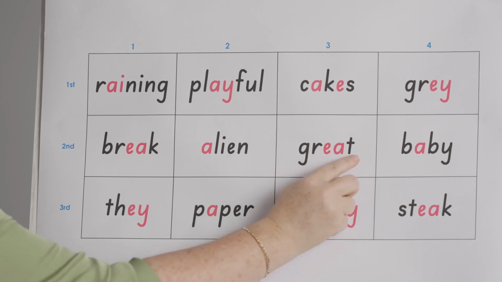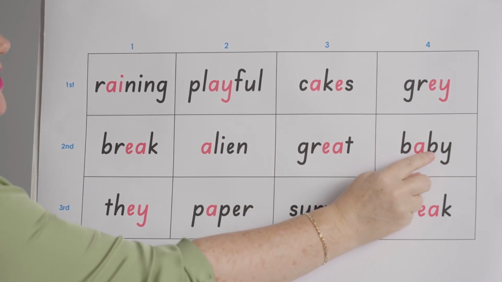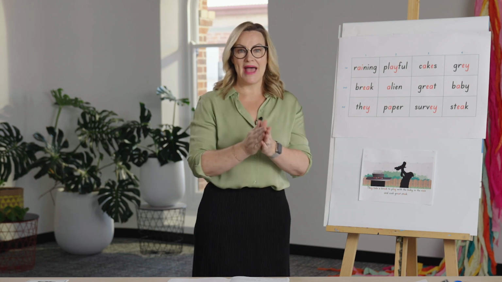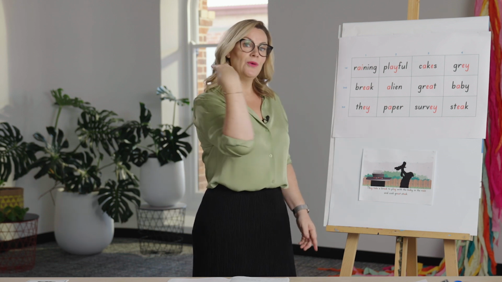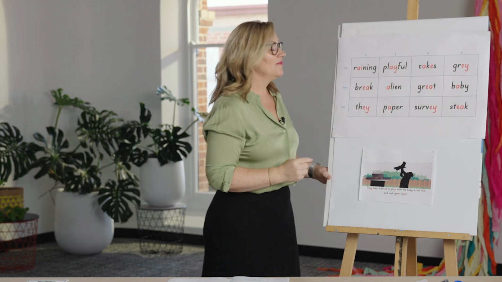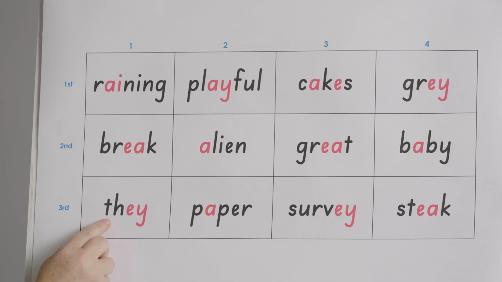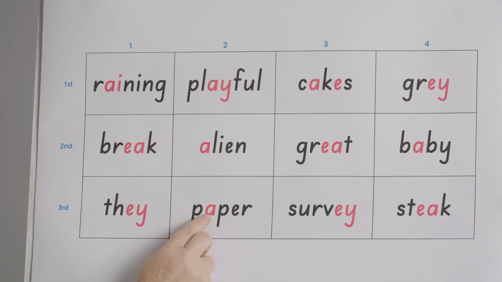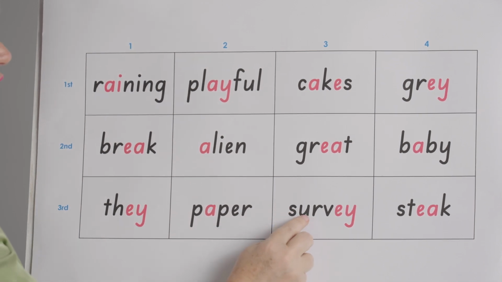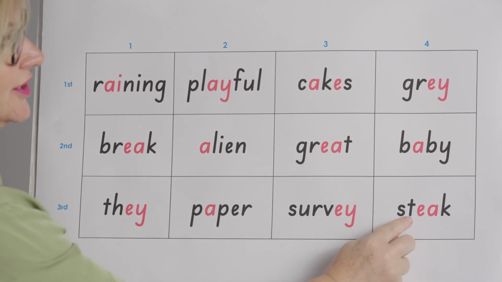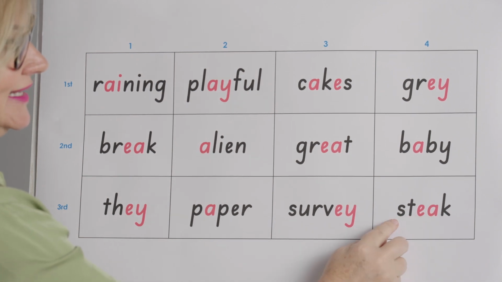G-R-A-T, great. B-A-B-E, baby. Clap, baby. Two-syllable word. Where's that single A? At the end of that first open syllable. V-A, they, it's the voiced one. P-A-P-E-R, paper. S-E-R-V-A, survey. A steak.